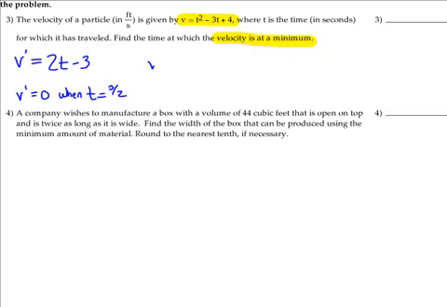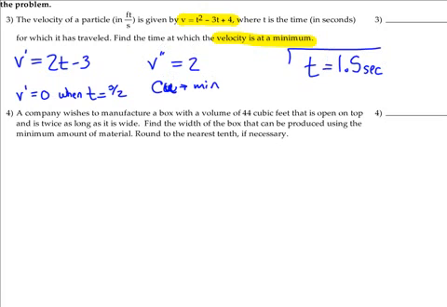If I look at the second derivative, it would be 2, which is concave up, that's a funny looking U, which implies a minimum. So this happens at the time t equals 1.5 seconds or 3/2 seconds. And that's all we need for number 3.